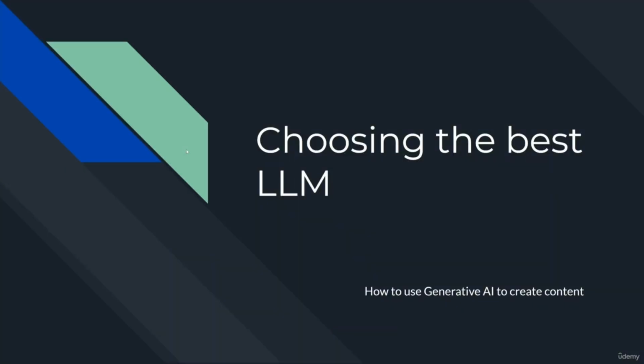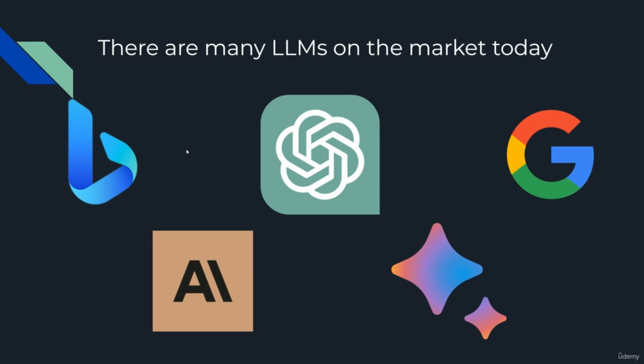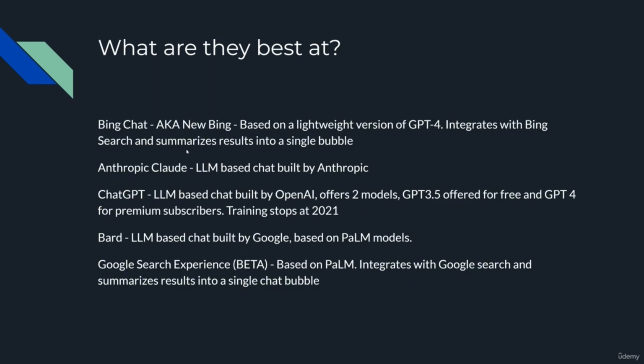In this section, let's go over choosing the best LLM out of all the products and chatbots offered on the market. So at the time of recording, this is a snapshot of what is currently offered on the market. We have Bing Chat, aka New Bing, Anthropic's Claude, OpenAI's ChatGPT, Google's Bard, and Google's generative search experience, which is in beta. Now let's go under the hood and learn more about each individual product.